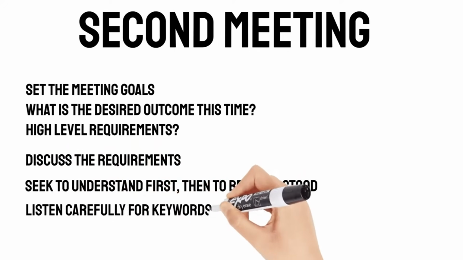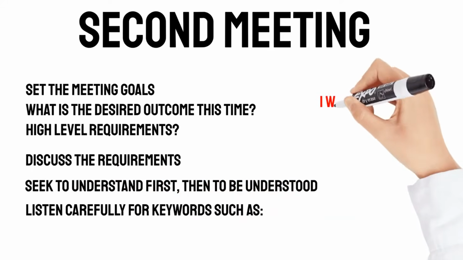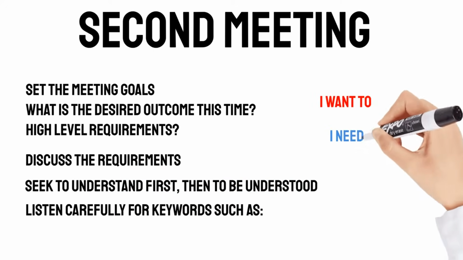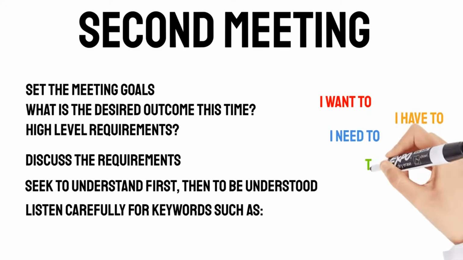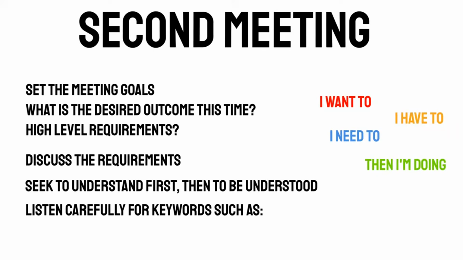Listen carefully for keywords such as I want to, I need to, I have to, or I'm doing X, Y, Z. What is your product owner telling you? This is key here. Be a good listener. And also every single time you hear one of these keywords, try really to understand if this requirement is derivable from the real problem, because you want to make sure you don't have unnecessary requirements. So every requirement has to be linked to solving the problem in the end.